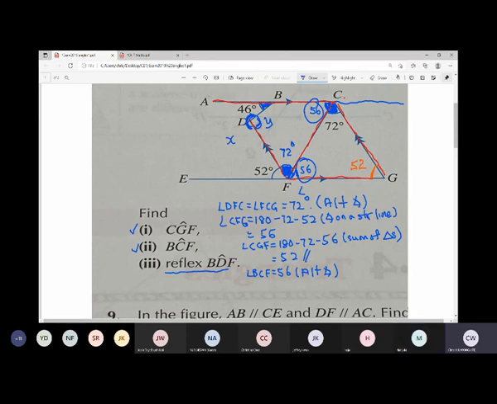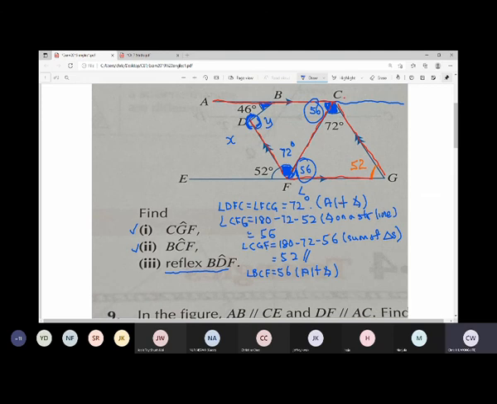Why is it that it cannot be Y? Tell me. No, it's not the same. BDF cannot be Y. What is the reason? How do I know that it cannot be Y, but it must be X? Because it all adds up to 360 degrees. No, that is not the reason.